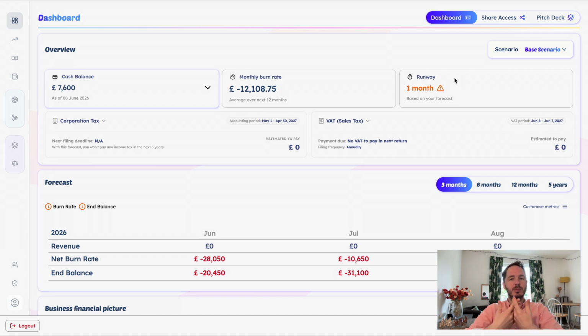They don't want the spreadsheet with 40 tabs. They want to understand how much cash do you have, how fast are you spending it, and how long before you need more money. Those three numbers answer all of it instantly.